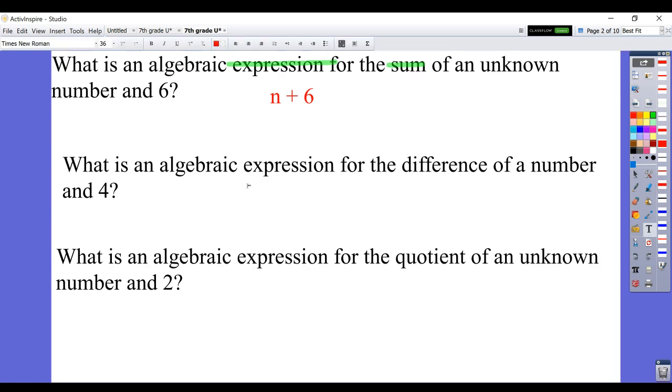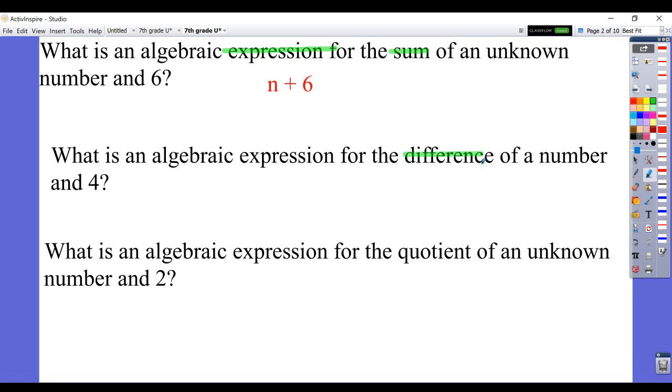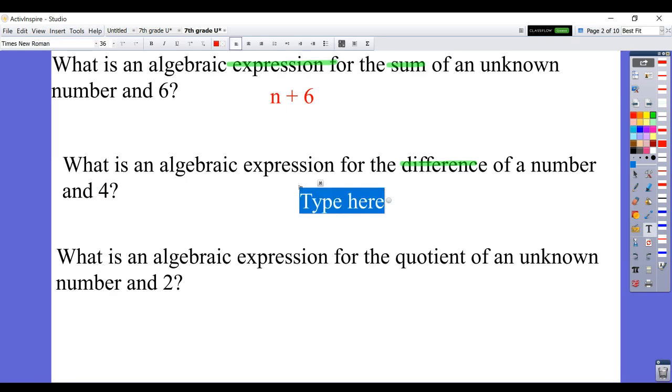Then what is an algebraic expression for the difference of a number and 4? Difference means subtract. Now, when you subtract, the order matters. So since they have the number and then the 4 coming after, it needs to be n minus 4, not 4 minus n. If they had said, what is an algebraic expression for the difference of 4 and a number, 4 would have had to come first. So it'd have to be 4 minus n. But based on the order they put it, the number and 4 needs n minus 4.